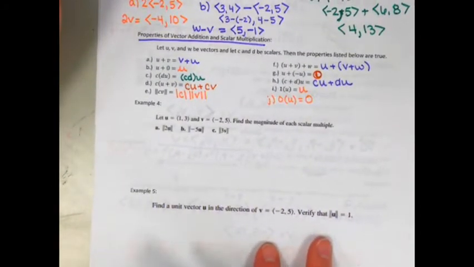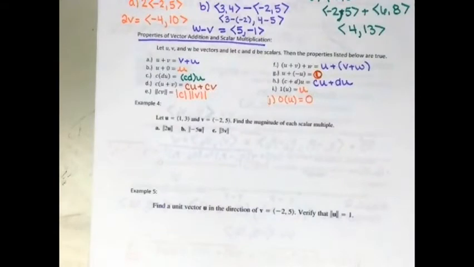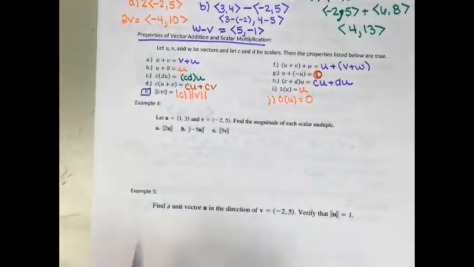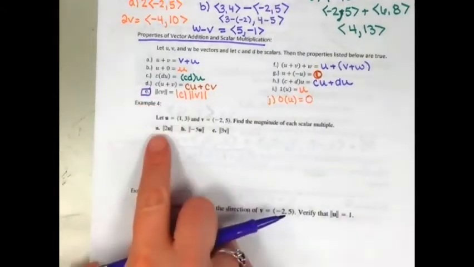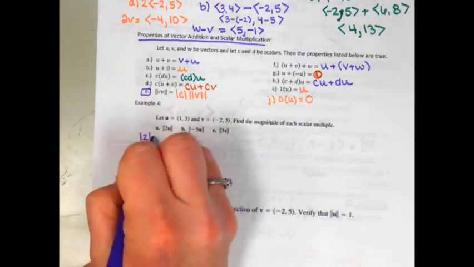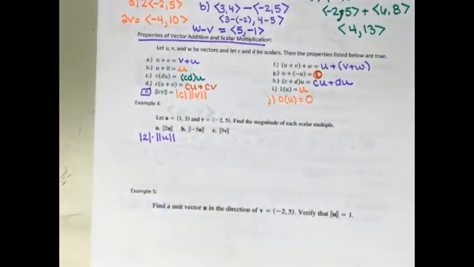All right, so we're going to let u be the vector of 1, 3, and v be the vector of -2, 5. Find the magnitude of each scalar multiple. So what property of these am I using? Which one's the only one that has magnitude? Isn't it E? Yep. So in this case, our c is our scalar, and then obviously u is our vector. So we're going to take the absolute value of our scalar times the magnitude of my vector. And how do we find the magnitude of our vector?